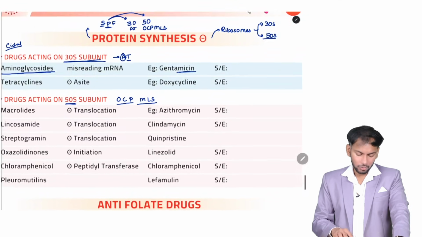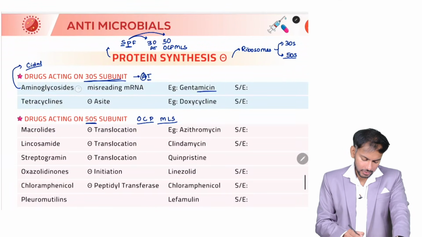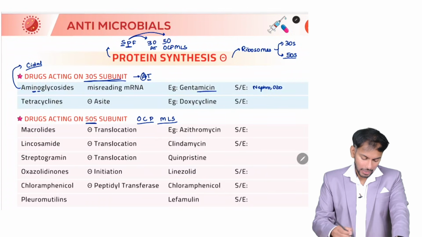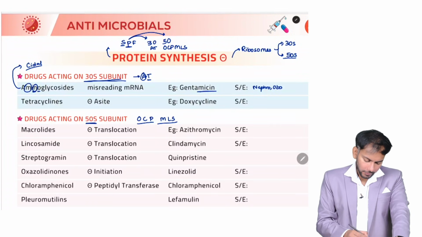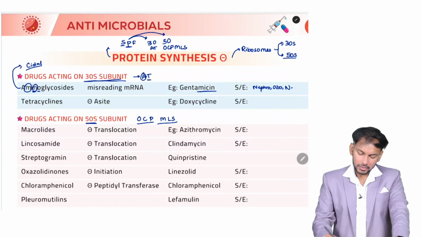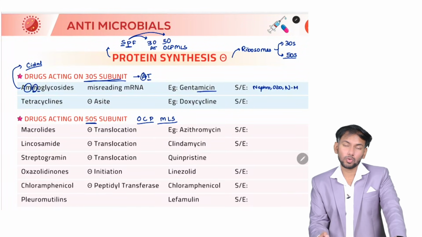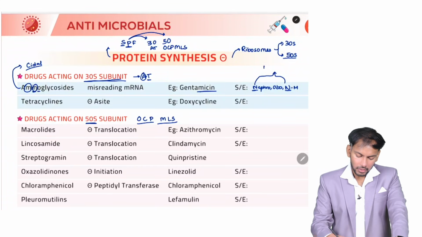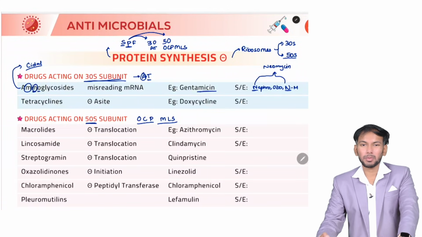What are the side effects of this? See here carefully, again it is given in the name: amino, N and O. It will cause nephrotoxicity, it will cause ototoxicity, and N and M, it will cause neuromuscular toxicity. Maximum nephrotoxicity and neuromuscular toxicity is caused by neomycin. It is given in the name itself, neomycin, N for N. So, this is about aminoglycosides.